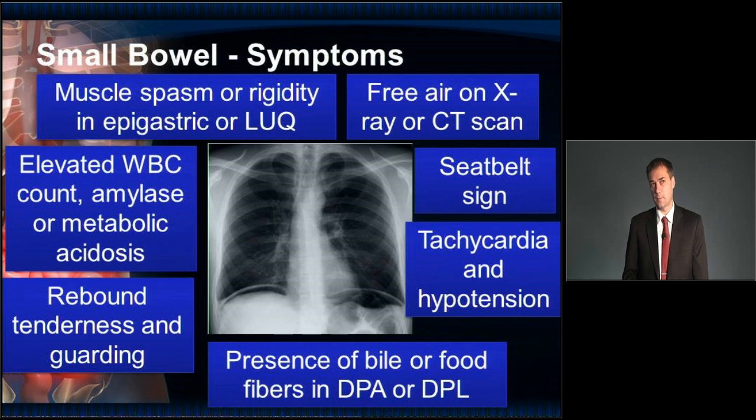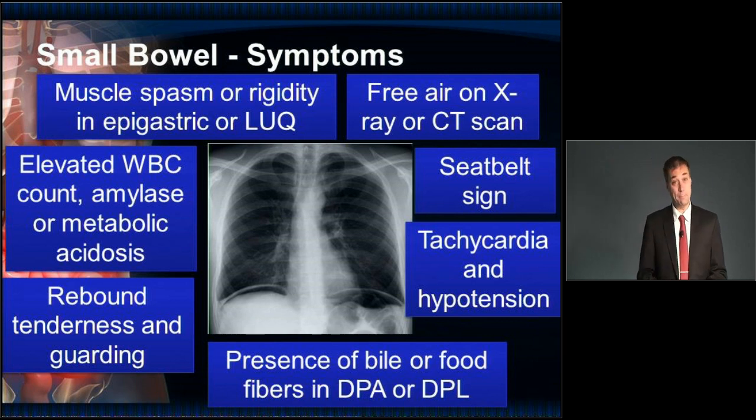Some of the symptoms of small bowel trauma: the patient may have muscle spasms or rigidity either in the epigastric or left upper quadrant. The small bowel is hollow, so you may see free air on the x-ray like you see in that x-ray on your screen. You can see how the diaphragm is lifted up as air escapes from the small bowel into the peritoneum and pushes the diaphragm up, and you can see the diaphragm there above the liver and stomach.